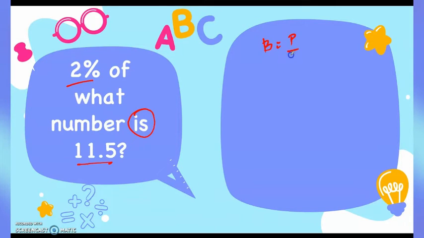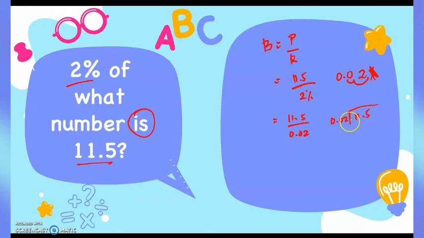We write the formula P over R, and our percentage is 11.5 divided by 2%. So we change the percent symbol into a decimal number by removing this symbol and locating the decimal point of 2, which is at the end, and moving 2 places. So always move 2 places to the left, adding 0 to the empty place value. Therefore, 2% is 0.02 in decimal number. Then we divide now.